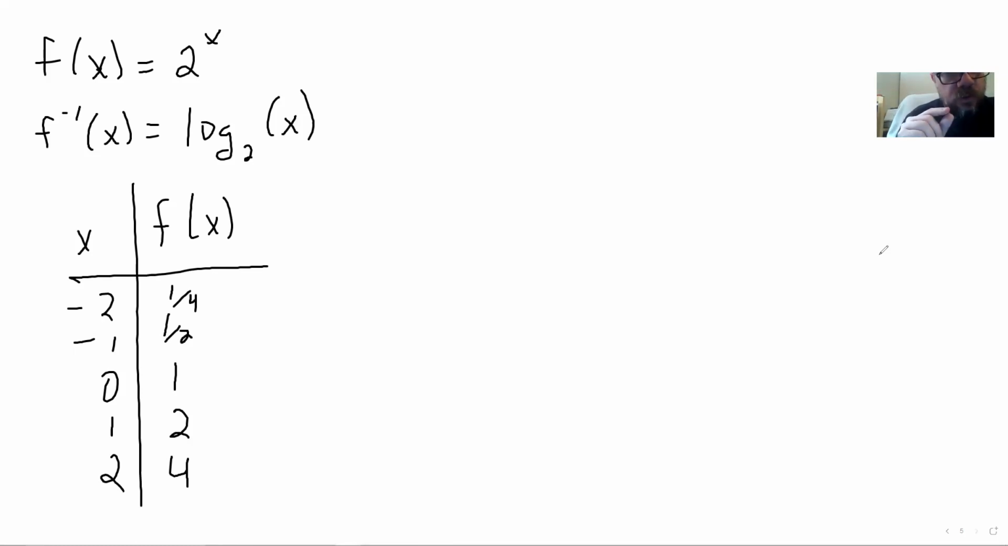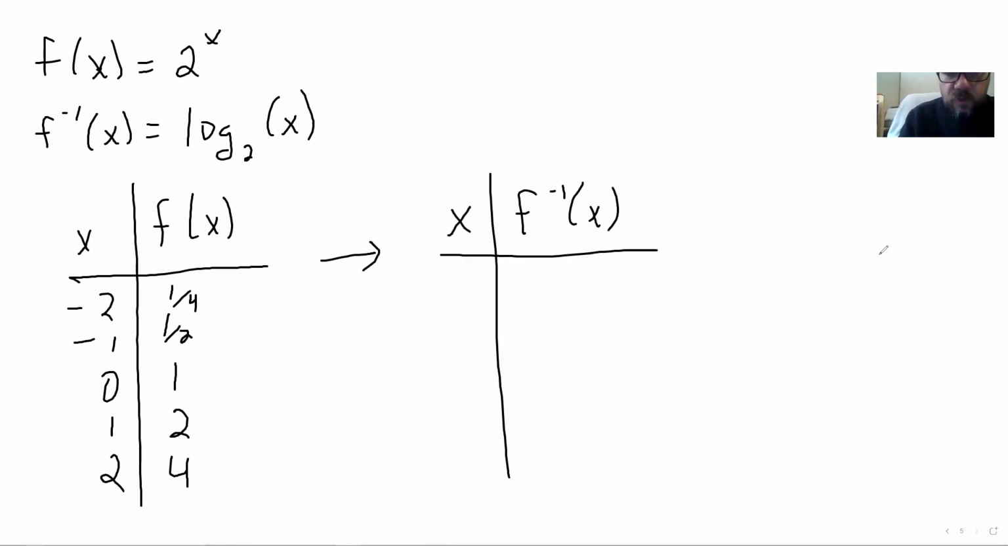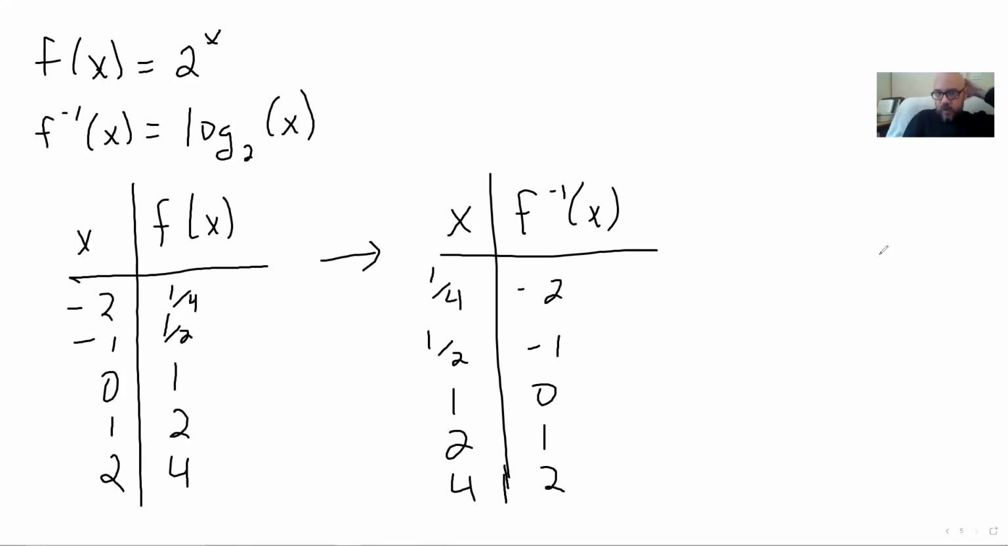Now, you might say, well, how does this help me generate a table of values for a logarithm? Well, if you think back to our inverse functions from tables, the table for the inverse function is just the original function flipped over. So that means that I can say x, f inverse of x looks this way. All I have to do is take this table that I've got and literally just turn it over. So 1/4, -2; 1/2, -1; 1, 0; 2, 1; 4, 2. There we go. I made a table of values for f inverse of x.